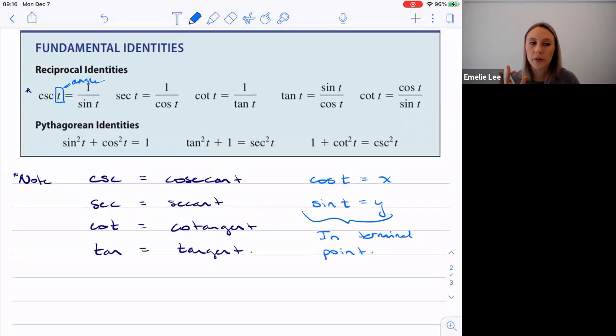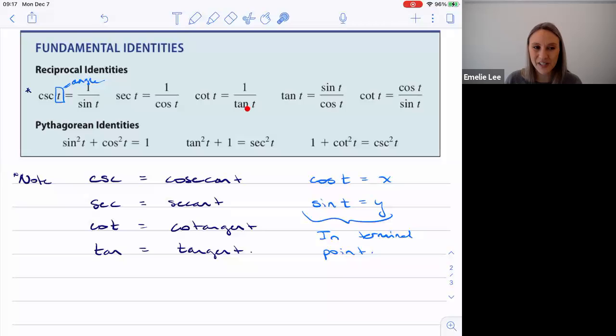So just remember that, okay? Then as long as you have this table to refer to, we can easily find things like the cosecant of t. Well, that's just 1 over sine t. So you just take 1 over the y value in the terminal point of t, right? Secant of t, 1 over the cosine, so 1 over the x value in the terminal point of t.